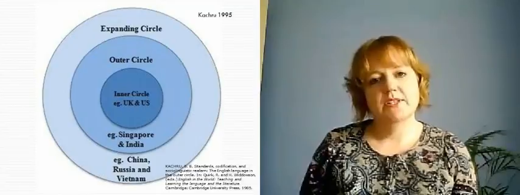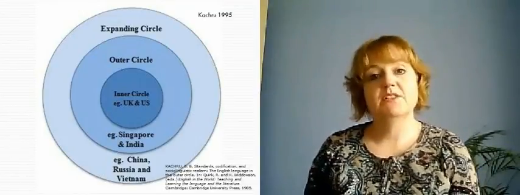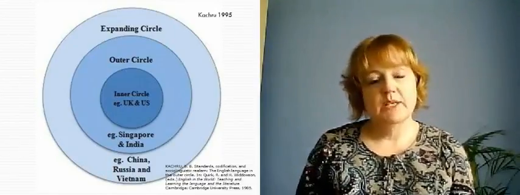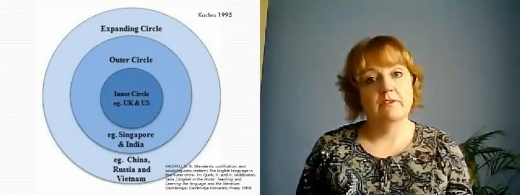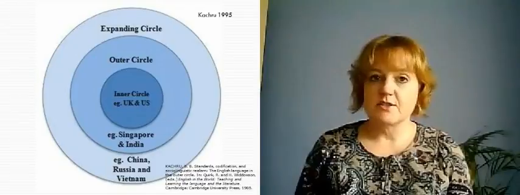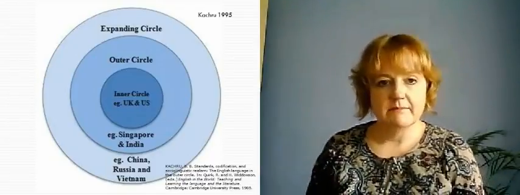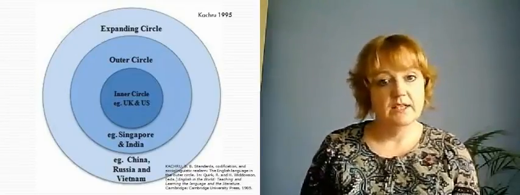This model, these three circles, will be quite important in this unit of work. This model was developed by Kachru in 1995 to describe how English is used all over the world. The centre, the inner circle, with countries like Australia; the outer circle, Singapore and India, countries like that; and the expanding circle, all the other countries that use English.